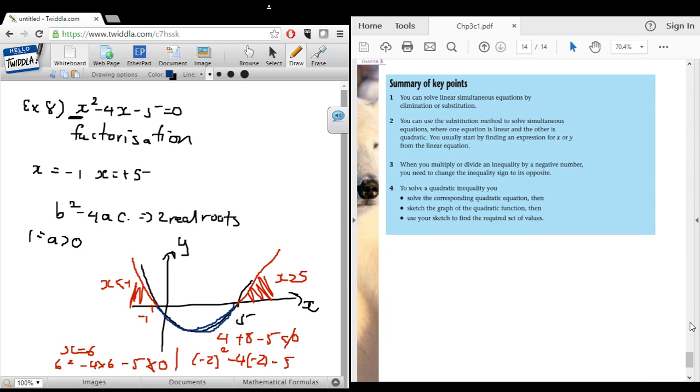Now, once again, I hope we're not going too quick for you. We are just trying to give an overall view of the different subsections. We're not going through an explicit explanation. So the summary of key points here: you can solve linear simultaneous equations by elimination or substitution. This is the most important thing, I think, from this chapter, and then obviously the rest will just discuss all the various things that we've done.